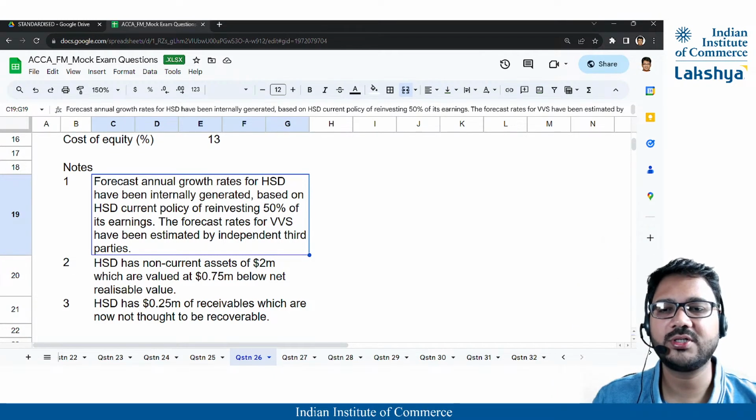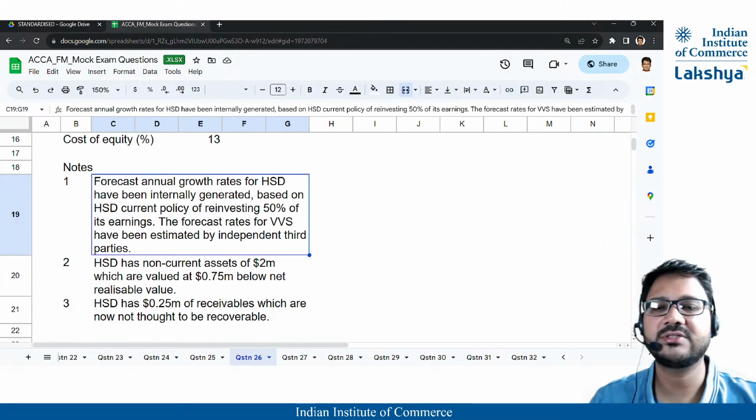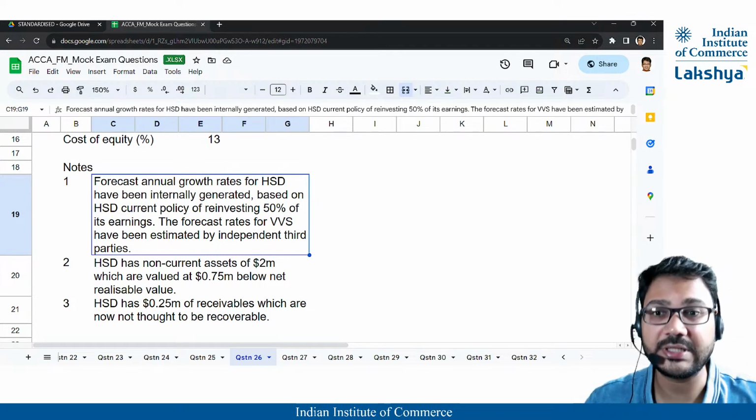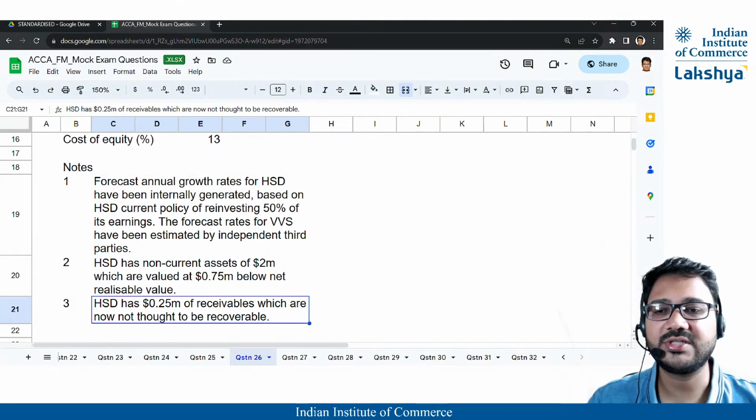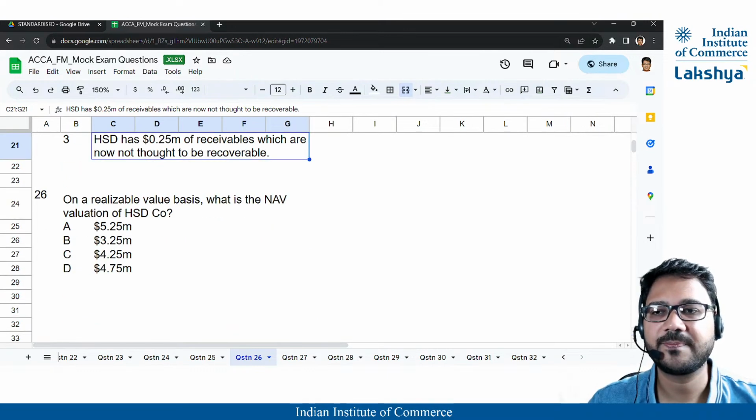HSD has non-current assets of $2 million, which are valued at 0.75 below net realizable value. So actually the book value is 2 million. However, when they had to revalue it, they realized that it's actually less than that. HSD has 0.25 million of receivables, which are now not thought to be recoverable. So receivables, there are bad debts basically. So this also reduces.